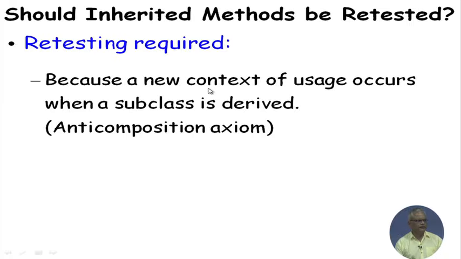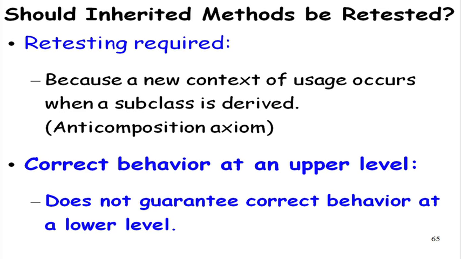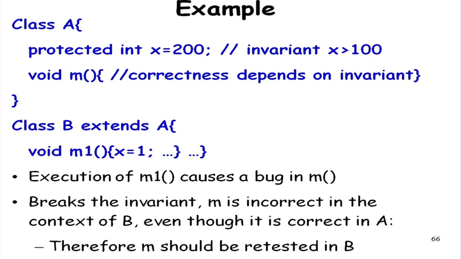Actually, retesting is necessary because of the new context of use in the subclass. So, that is basically the anti-composition axiom again. We will see this with some examples, what we mean by new contexts of use. But then we can say that if we observe that a method has behaved correctly at an upper level, it does not guarantee that it will behave correctly at a lower level. Let us look at some examples.